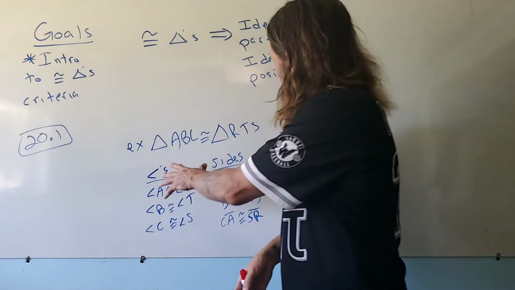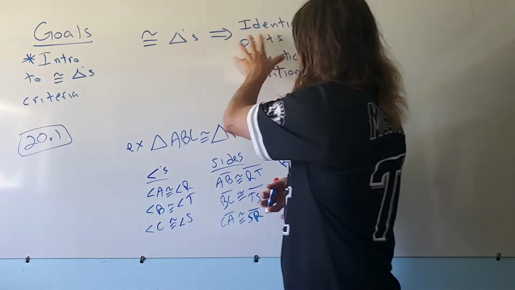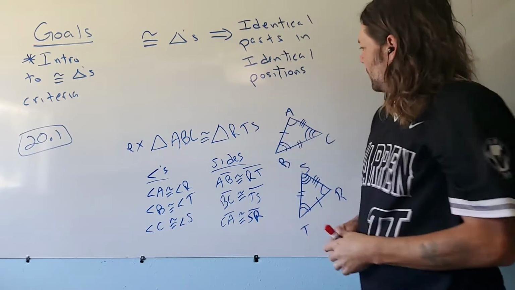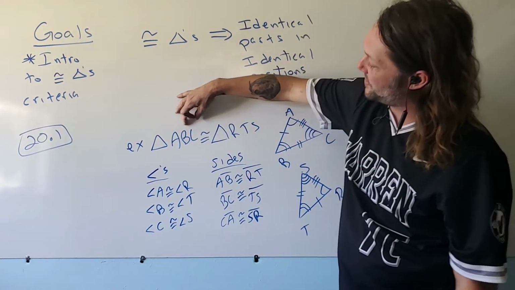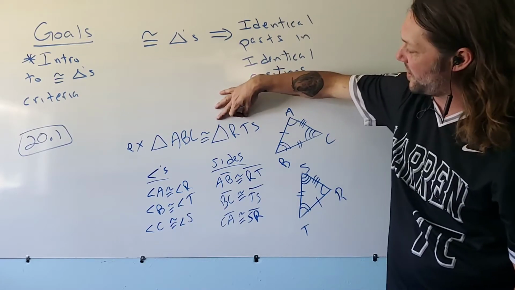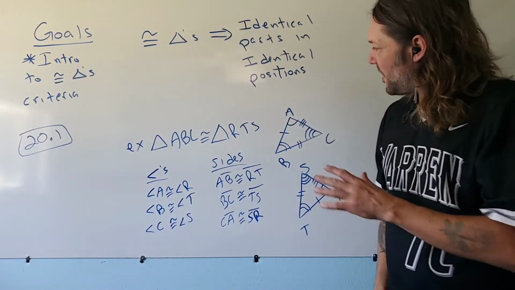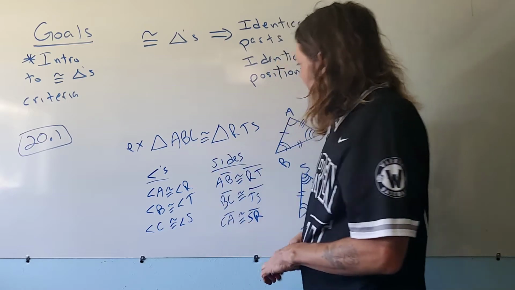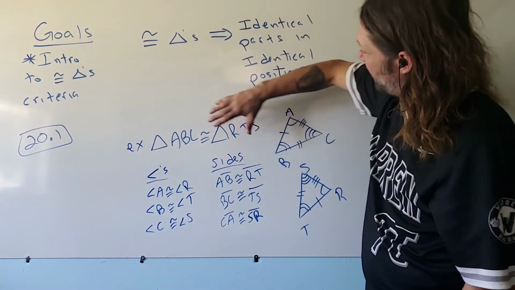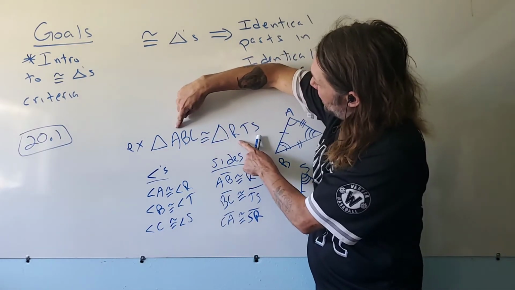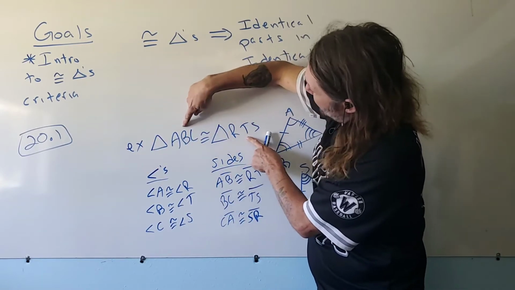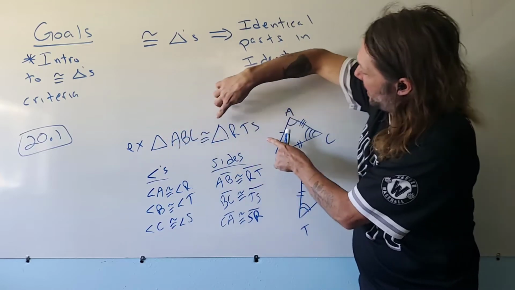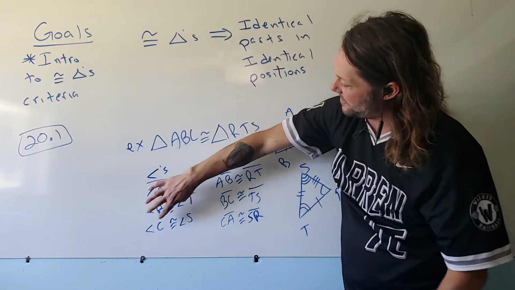So I have an example of congruent triangles, and I'm going to highlight this. If I have triangle ABC, and I know that it's congruent to triangle RTS, what I know, and I can figure this out from what is called a congruent statement, is that angle A must be the same as angle R, angle B must be the same as angle T, angle C must be the same as angle S.